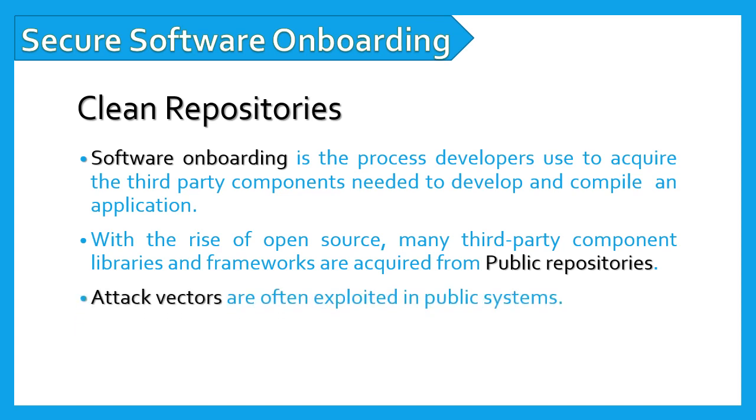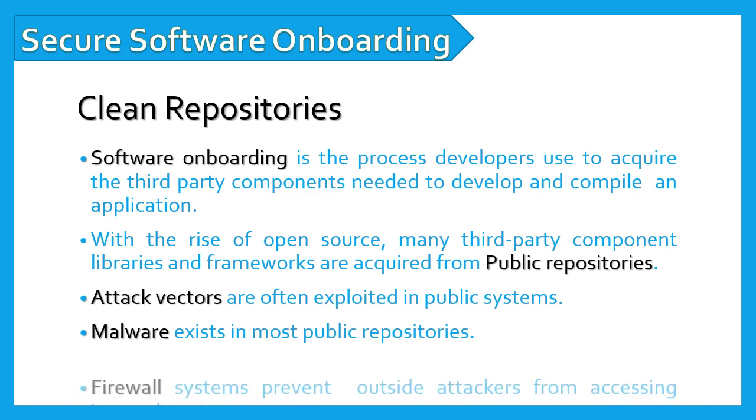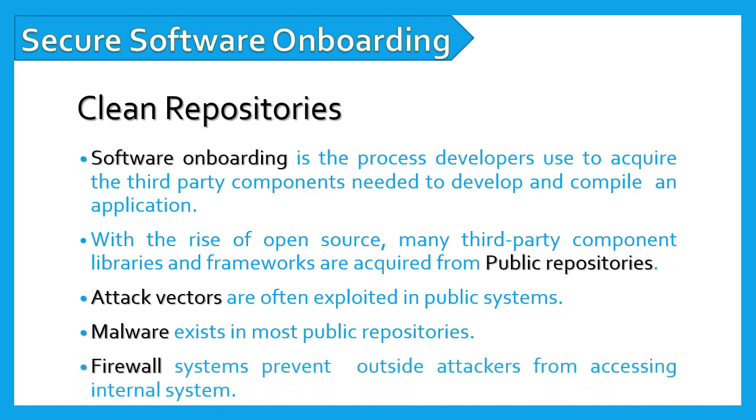Attack vectors are often exploited in public systems. Since the systems are not on-premises, they must be hardened and maintained by the organizations that provide them. Malware exists in most public repositories, and some of the most popular software components in use today are known to be vulnerable. A firewall can be implemented in the internal system to prevent outside attacks.